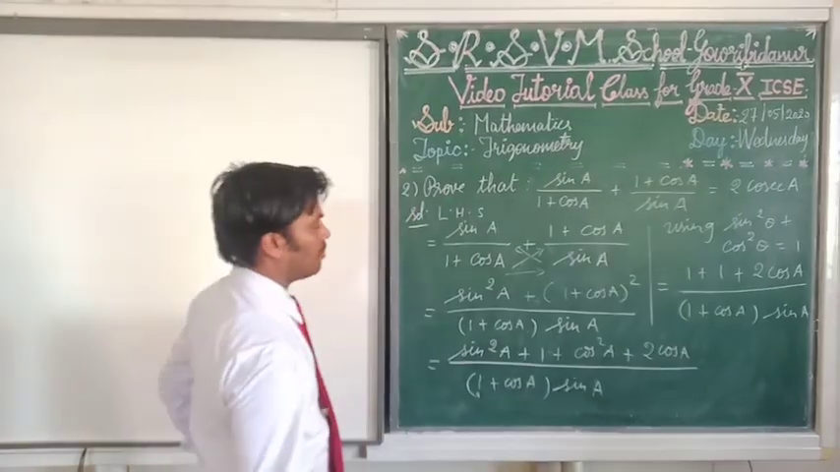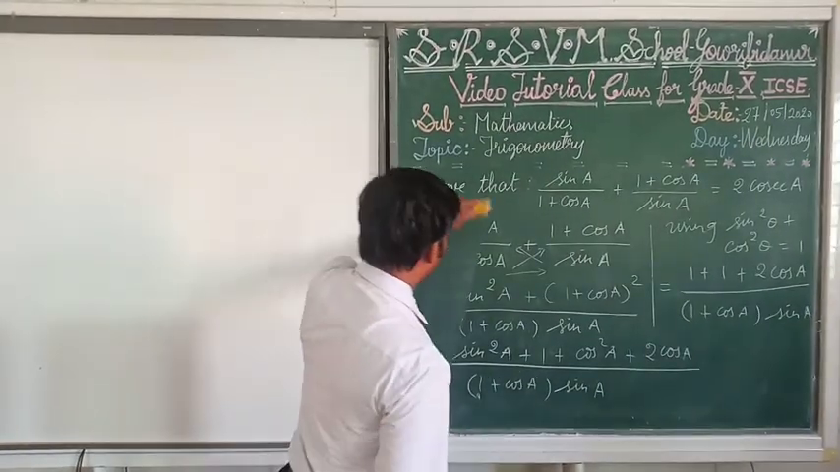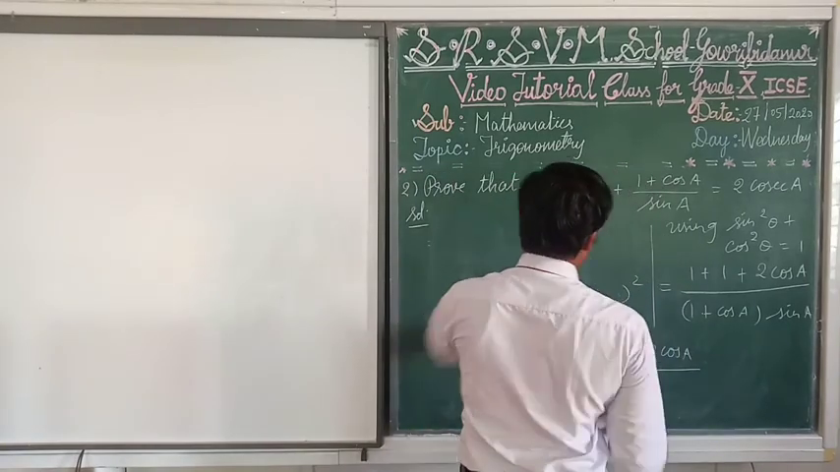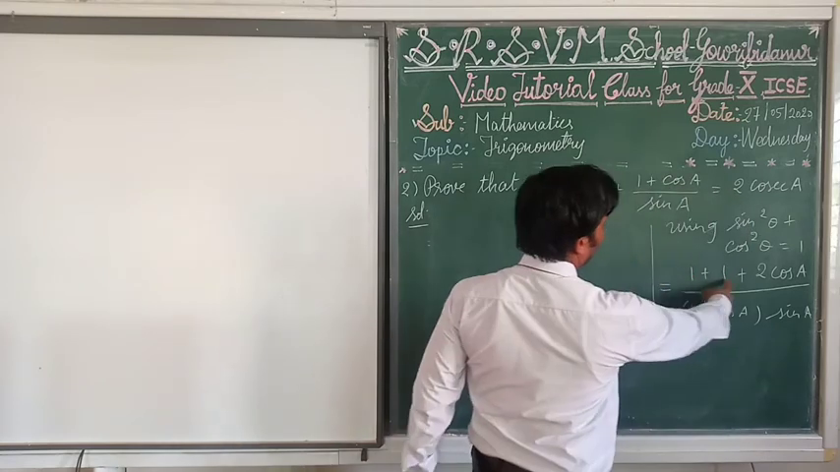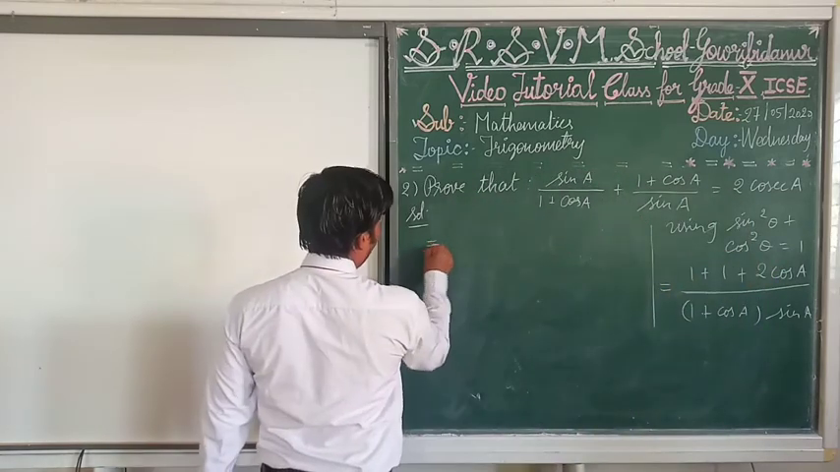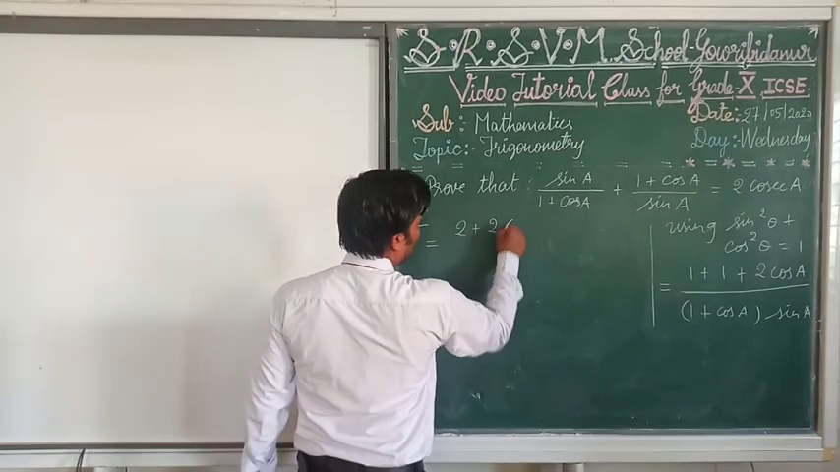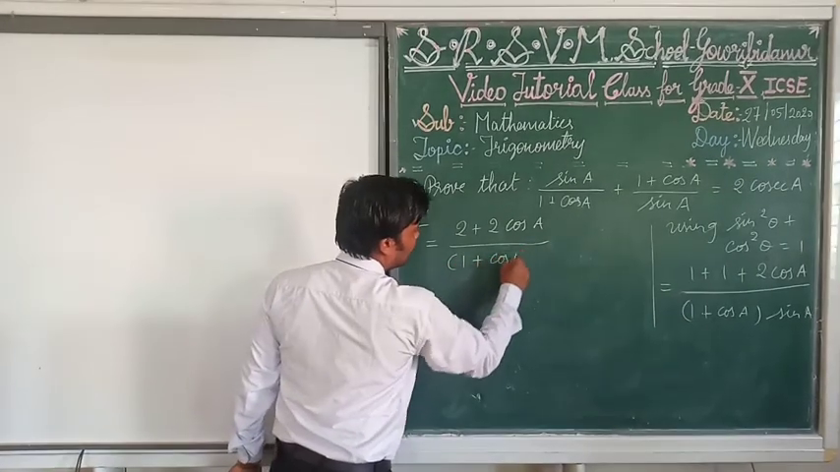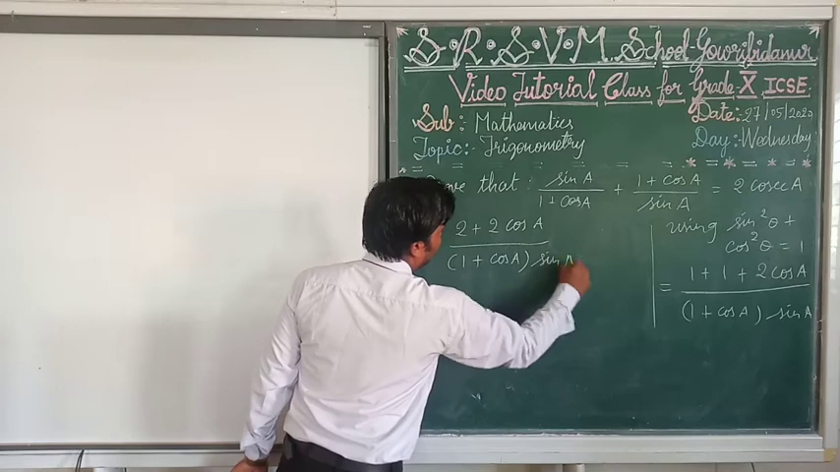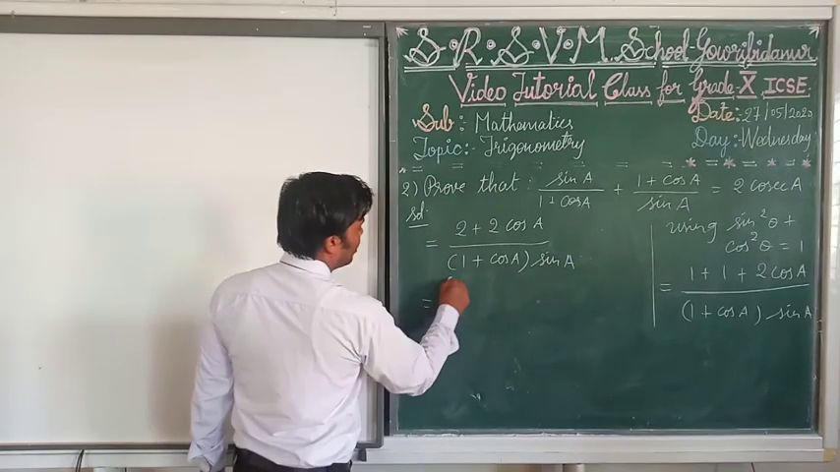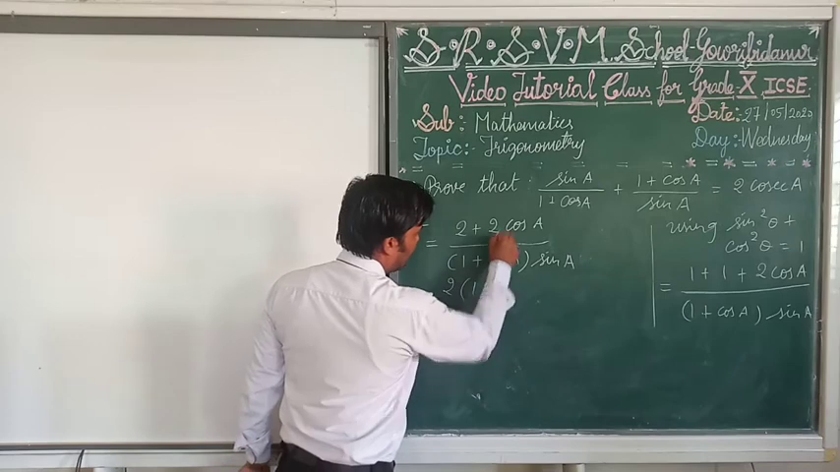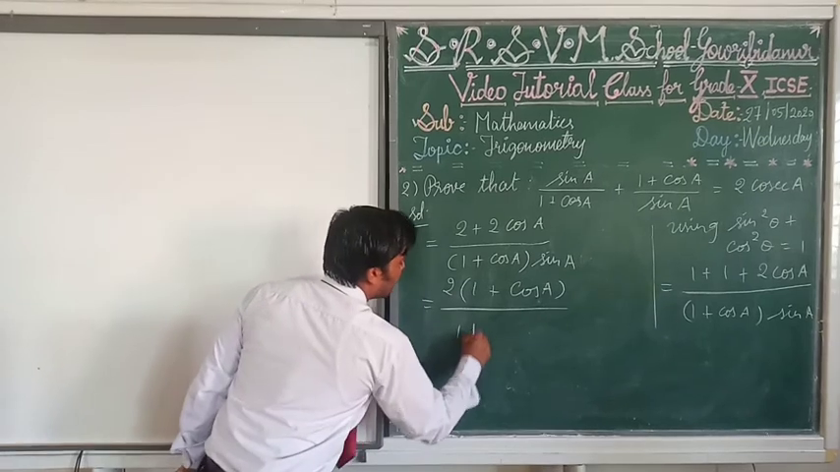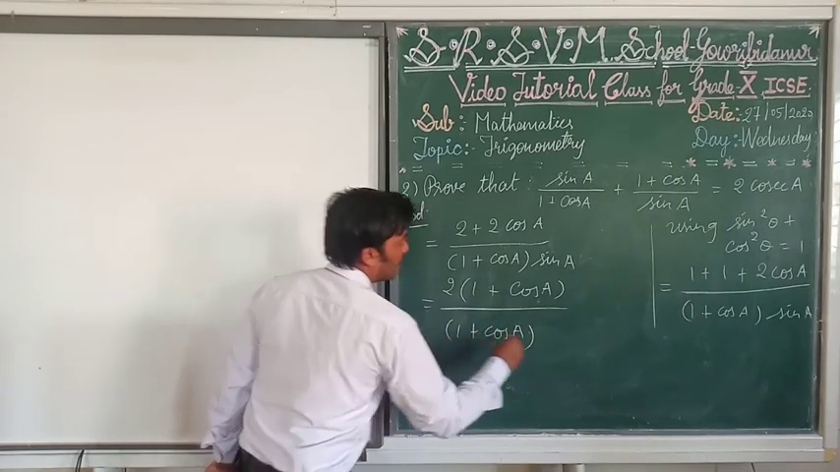Afterwards, next step, finally 1 plus 1 is 2. Remaining things, next step how it will become: 2 plus 2 cos A divided by 1 plus cos A into sin A. So 2 is common, take it outside. Taking outside means 2 times 1 plus 2 times cos A, so 2 into 1 plus cos A whole divided by 1 plus cos A into sin A.